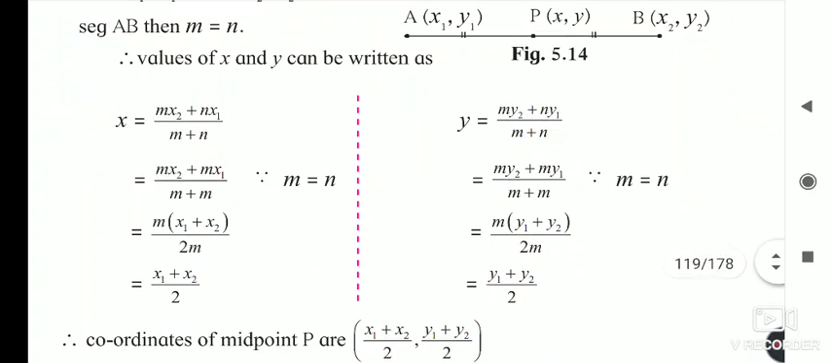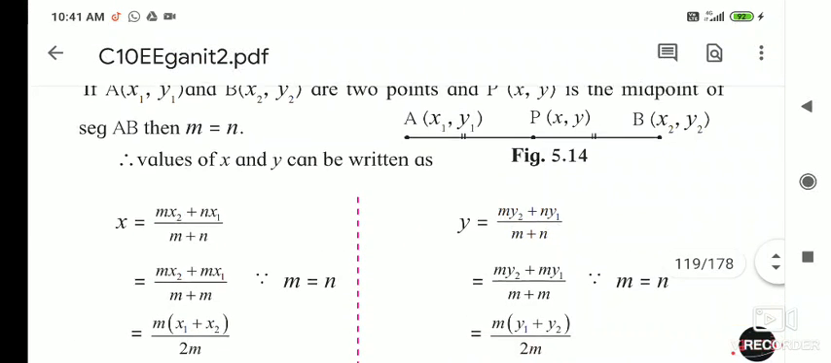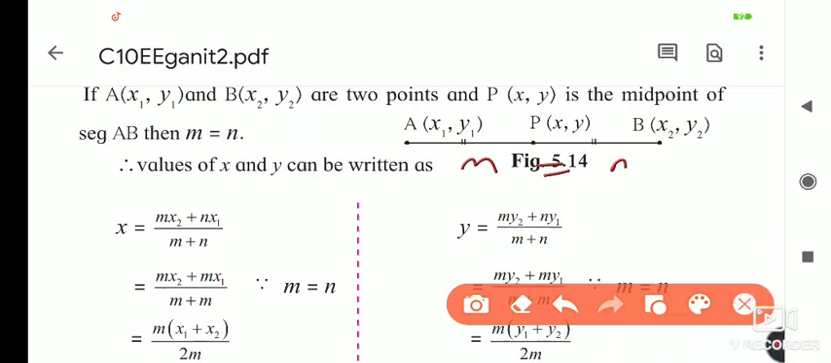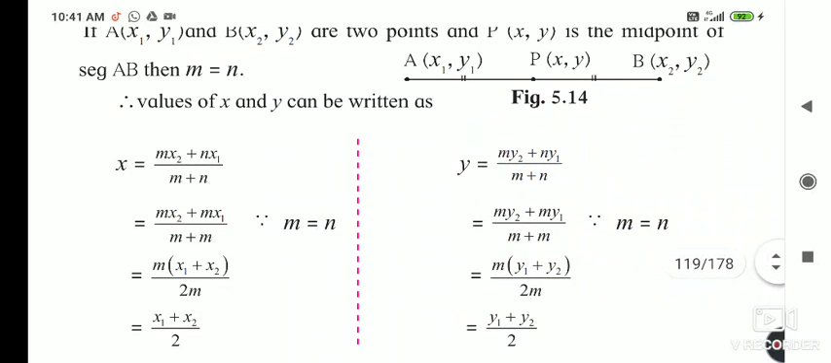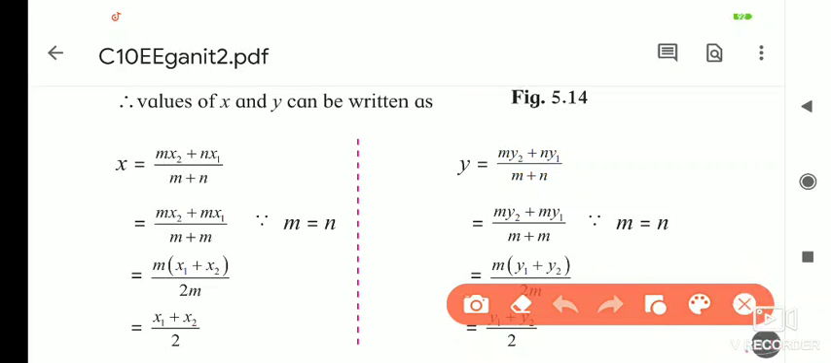Now here, as we know, the ratio m and n is as follows. Suppose this is a segment, here it is m and here it is n, and m is equal to n because P is exactly in the middle of the segment. So mx2 plus nx1 upon m plus n is the formula. Here the values of m and n are the same, so you can replace n with m. So mx2 plus mx1 upon m plus m. So m is common upon m plus m.